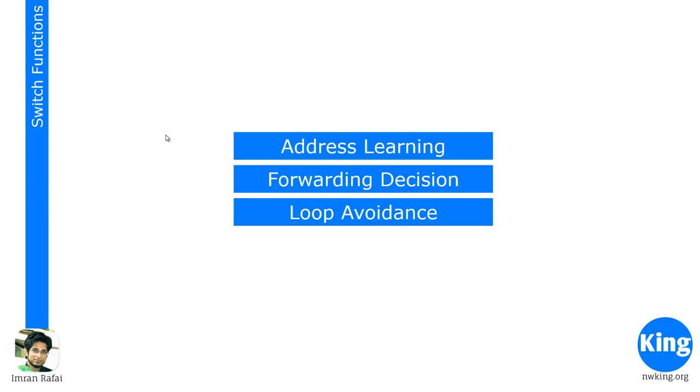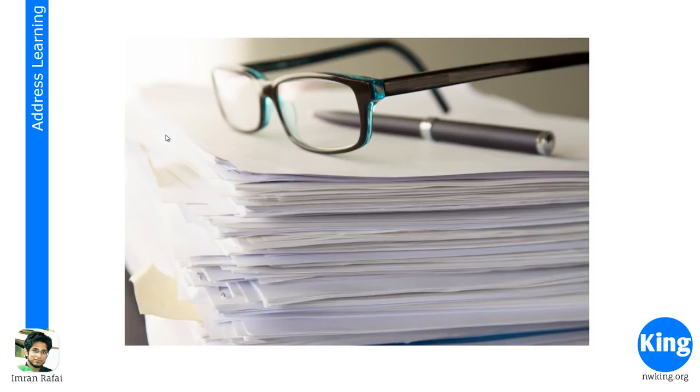Next, let's go into the switching functions. Basically, a switch has three functions we're going to discuss today: the address learning function of the switch, forwarding decisions of the switch, and loop avoidance. So let's start with address learning. How does a switch learn addresses?